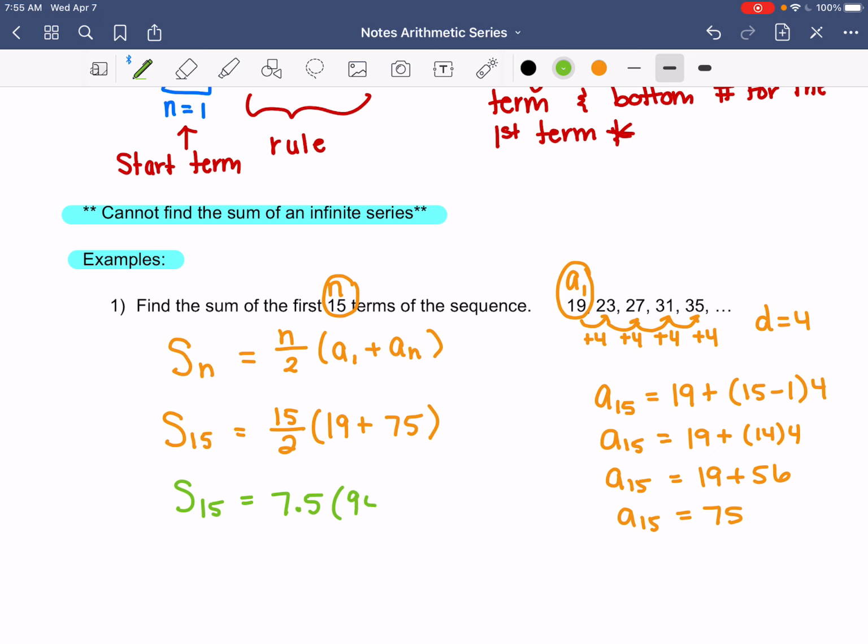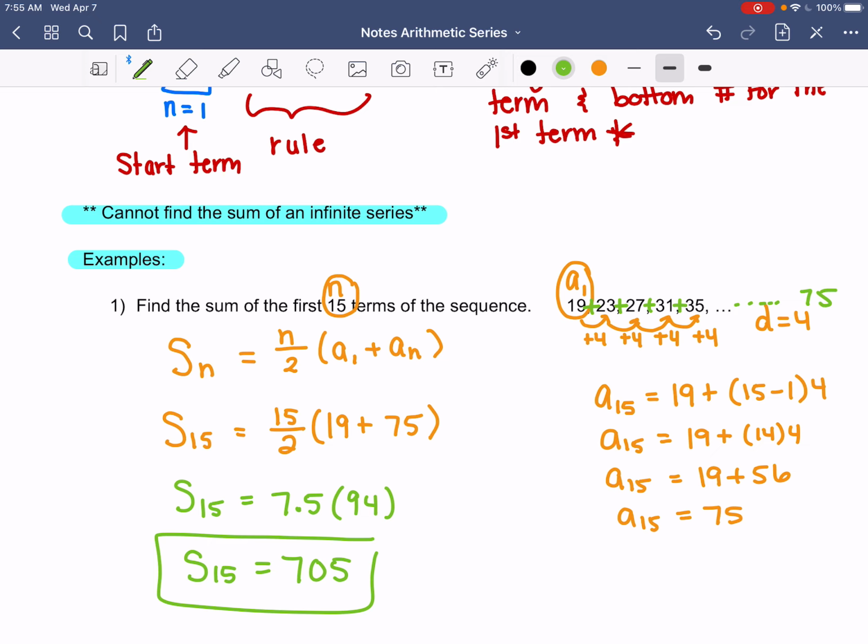94. And then I'm just going to multiply those two numbers together. I'm using my calculator over here on the side to get the sum of the first 15 terms is 705. So that means if I added all of these up together, I would get 705, all the way to the 15th term, which was 75.